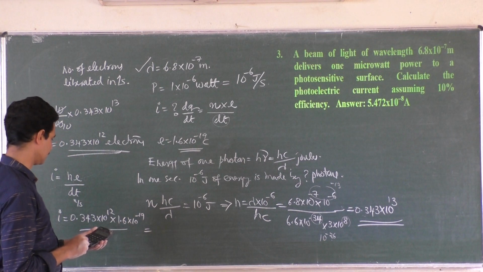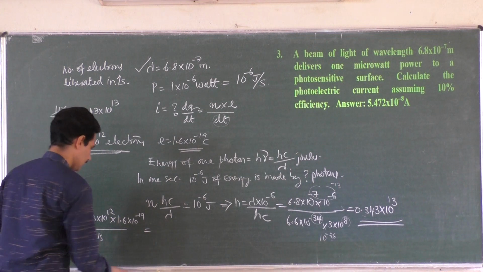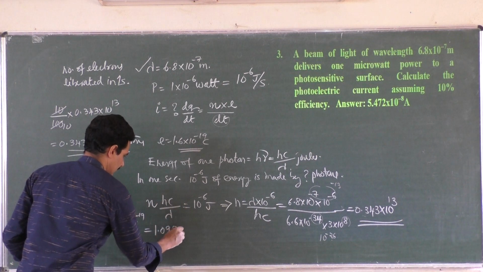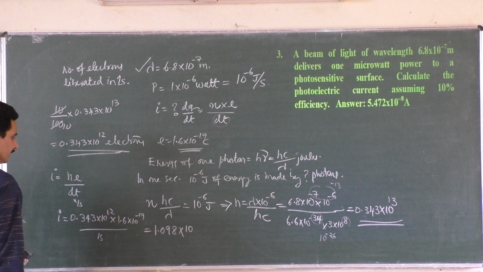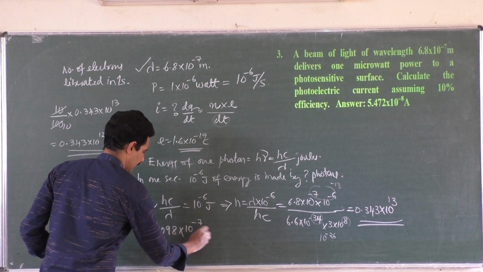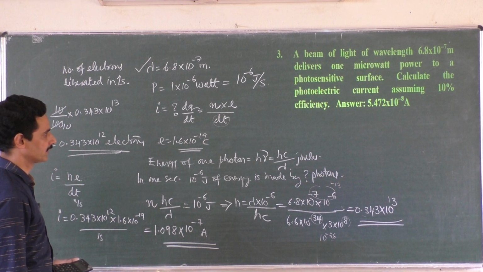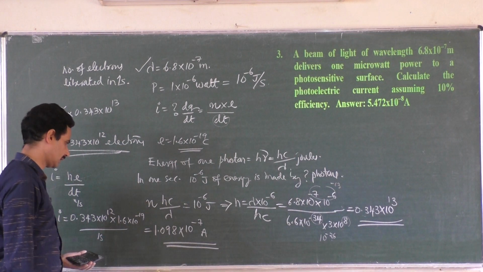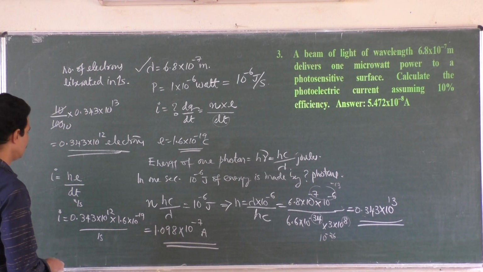Oh, you are not getting the answer. 0.343 into 1.6, 1.098 into 10 to the power minus 7 ampere. Right? We are not getting 5.472, right? Somewhere you have gone wrong. We have to check it now. 1.098 into 10 to the power minus 7 ampere. So 0.343 into 10 to the power 12 electrons, 0.343 into charge of each electron divided by time, 1 second.